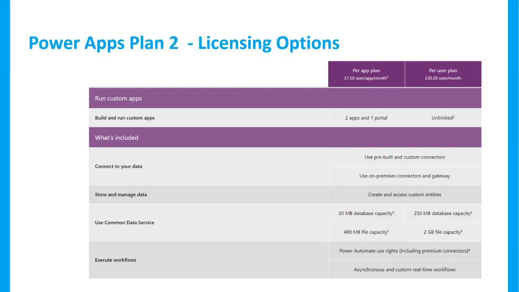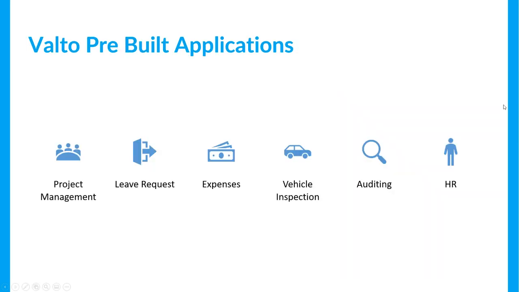So the PowerApps Plan 2 is utilized when we want to look at things like PowerApps portals. We might want to look at things like the common data service, and we might want to start looking at the premium connectors that we have available. And that's where these plans will come in. The projects we're going to show today, we're going to go through some of our pre-built applications, which are all built using the PowerApps Plan 1 licenses. So if you have Office 365, you'll probably be able to run them. And then some of the customer examples will be a mixture of both PowerApps Plan 1 and PowerApps Plan 2.